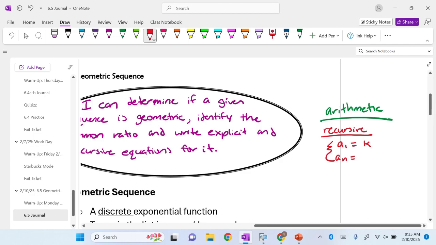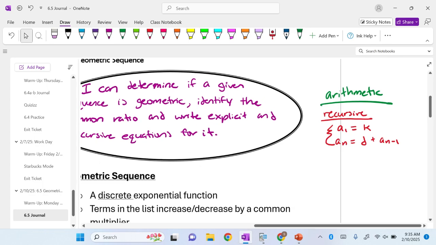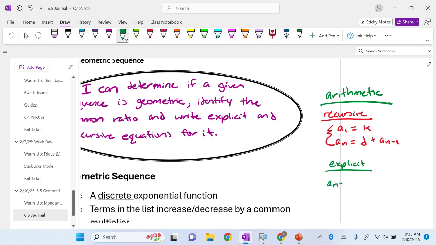And then a of n is equal to d plus a of n minus 1. That's the recursive formula for an arithmetic sequence. Then you had the explicit, which was simply a of n is equal to a of 1 plus d times n minus 1. Again, this is just a review. You already learned this last semester around unit 3, I believe.